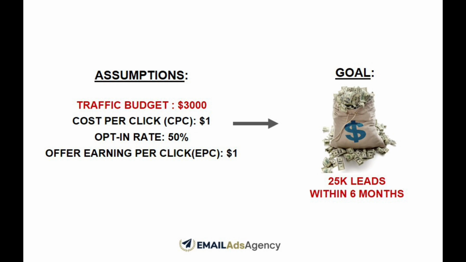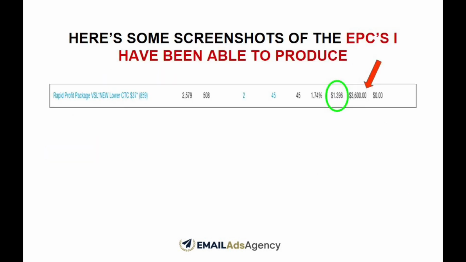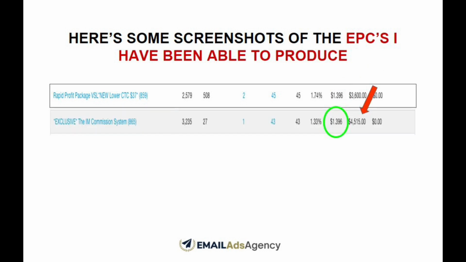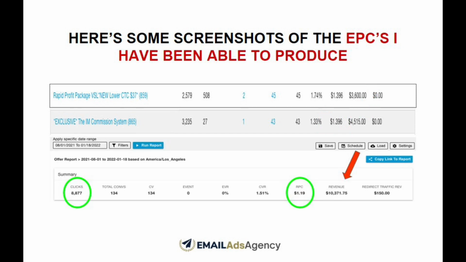And just to give you some proof that these are not numbers that I'm just making up, here are a few screenshots to show you the kind of EPCs that I have been able to generate. Here's one offer which has generated $1.396 EPC. Here's another offer which has also generated $1.396 EPC. And here's another screenshot showing an EPC of more than $1 for over 8,000 clicks. So it's not just that we have been able to produce an EPC of more than $1 for like 100 or 200 clicks, but it's for over 8,000 clicks.